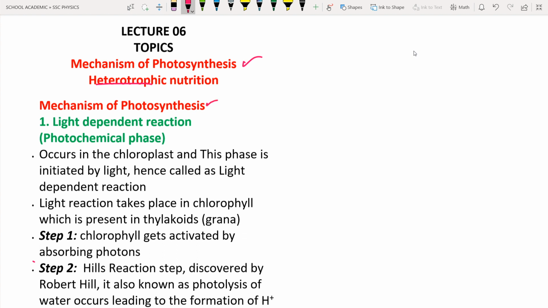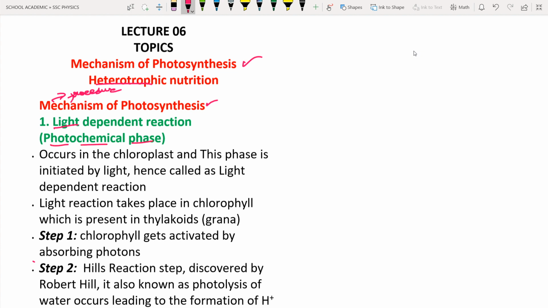Mechanism means how this process is going on. That is known as mechanism, or you can call it a procedure of photosynthesis. So first, in photosynthesis we will see two things, that is light dependent reaction and light independent reaction. So what is meant by light dependent reaction? The word itself says that it requires light to function. That is known as a light dependent reaction, or you can call it a photochemical phase.